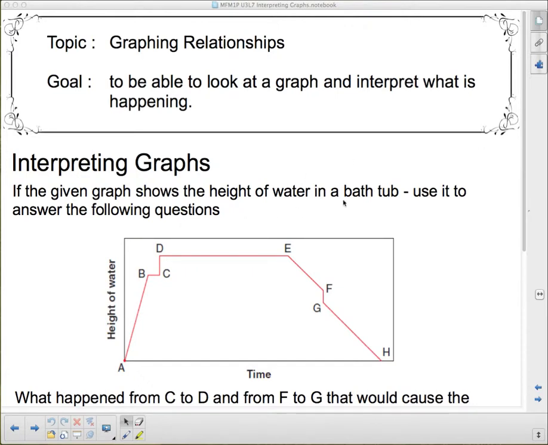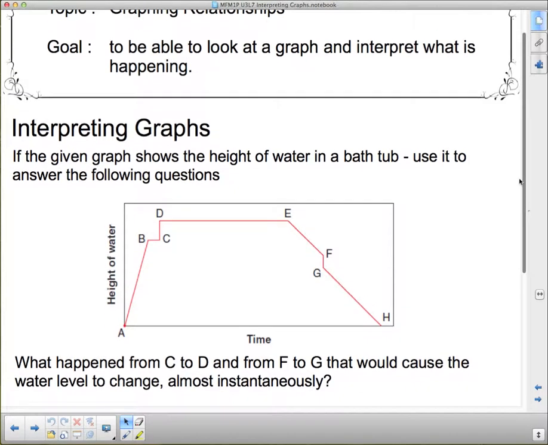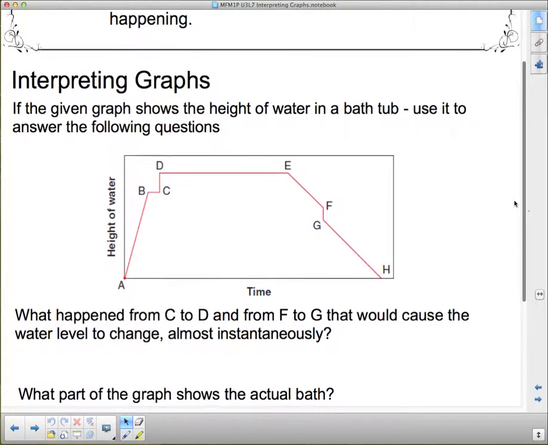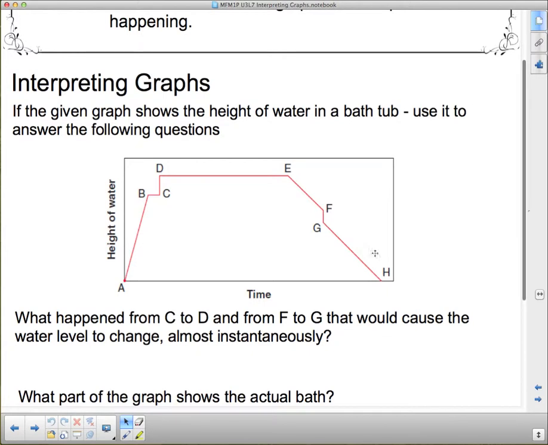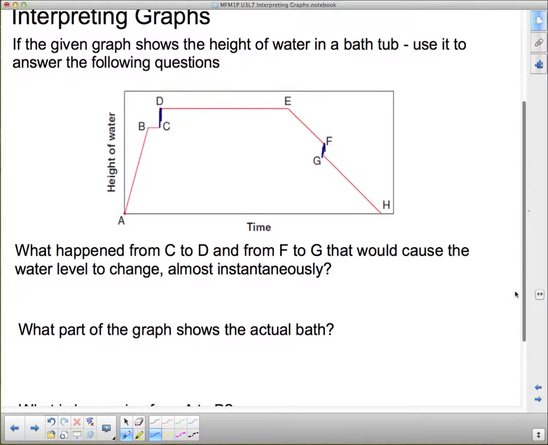It shows the height of the water in a bathtub. And we're going to answer the following questions. We're going to answer what happened from C to D and from F to G. So let's just see what it's talking about there. From C to D, right here, and F to G. So we got to figure out, those are kind of weird spots going on there. That would cause the level to change almost instantaneously.